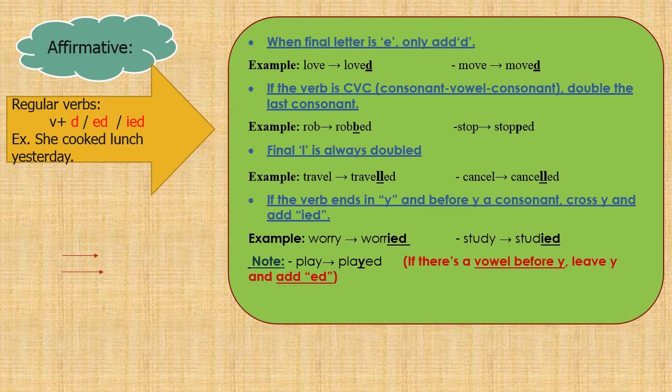Number 2, if the verb is CVC, consonant, vowel, consonant, okay? You have to double the last consonant, like the verb rub. Here, before adding ED, I double the last letter, double B, okay? Another verb, stop. Here, I also double the last letter before adding ED.